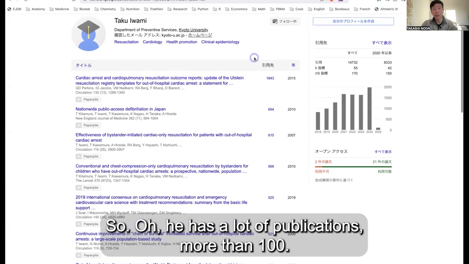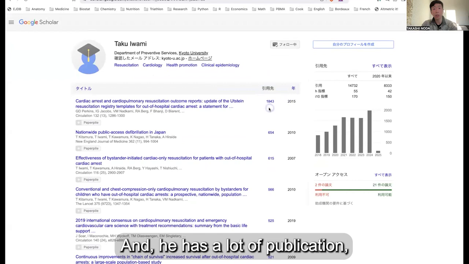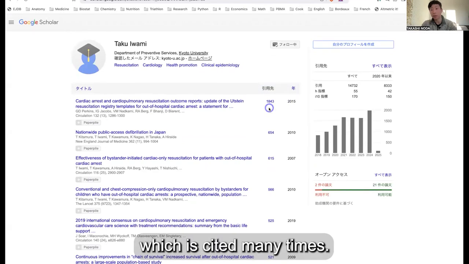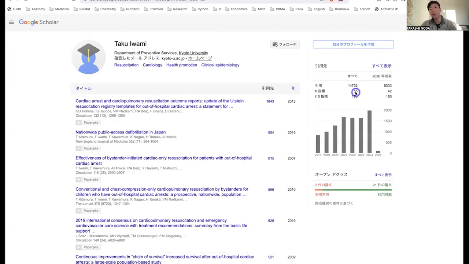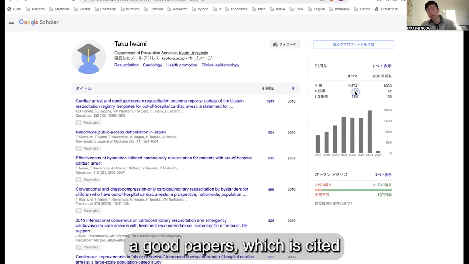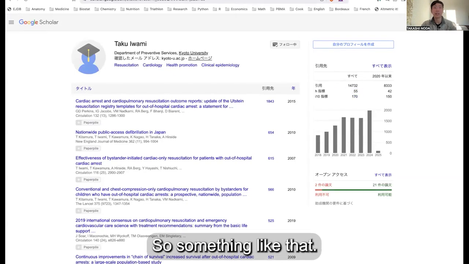So he has a lot of publications, more than hundreds, and a lot of his publications are cited many times. So 55 means he has written 55 good papers, each cited more than 55 times. Something like that.